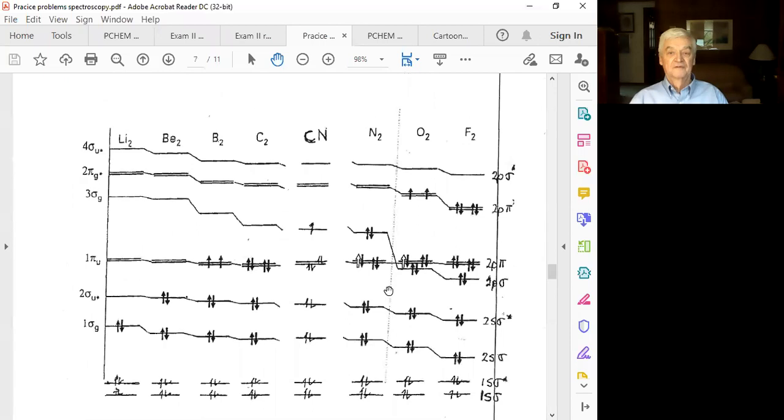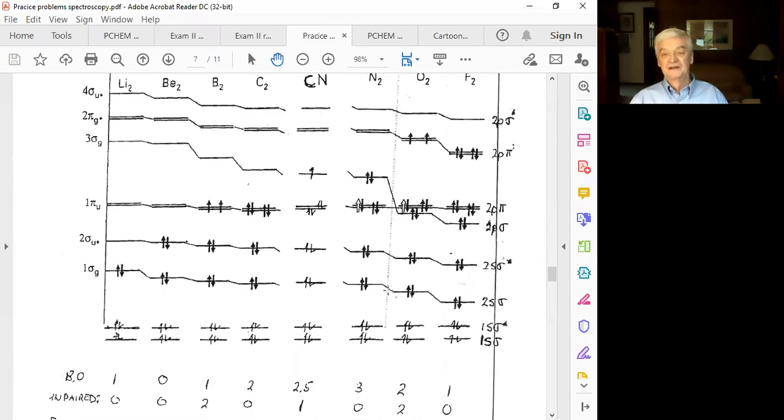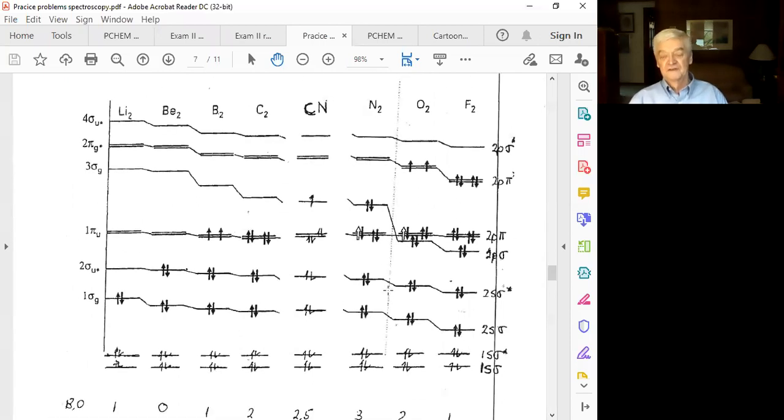Okay, so we had this diagram in your lecture notes, so study that and make sure you understand it. So someone earlier today asked, why does oxygen have 2 unpaired electrons? The answer is right here. Why does boron have 2 unpaired electrons? The answer is here. So from that, you can tell quite a lot about the properties.